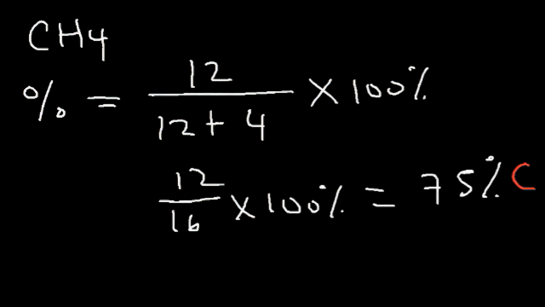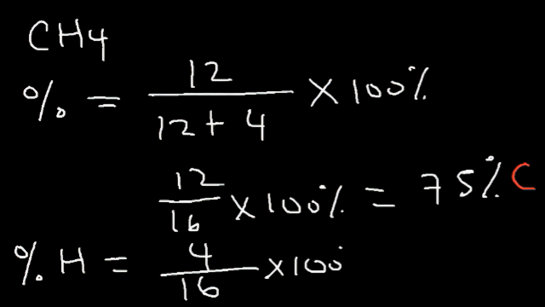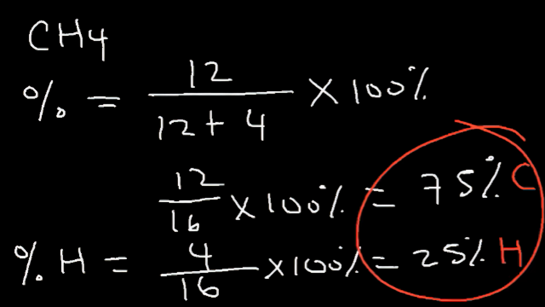Now, if you want to find the percent of hydrogen, it's going to be the mass of hydrogen, or the molar mass of hydrogen, divided by the total mass. 4 out of 16 times 100% is 25%. So it's 25% hydrogen, 75% carbon. Notice that the total percentage is 100%.